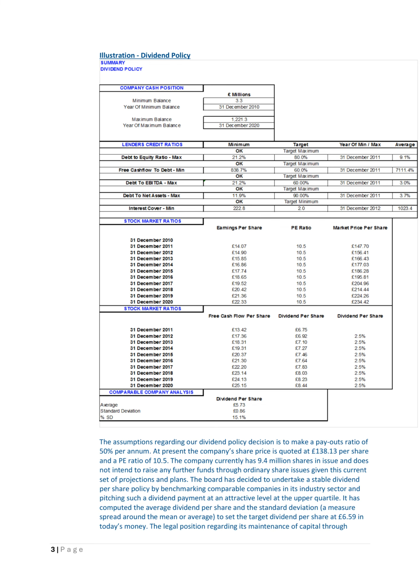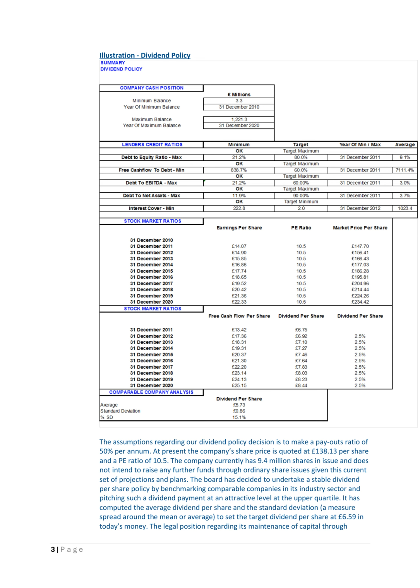The company's dividend policy is based on maintaining a payout ratio of 50% per year. Currently, the share price stands at £138.13, with a price-to-earnings ratio of 10.5, and there are 9.4 million shares issued. The company does not plan to issue more ordinary shares under current projections.